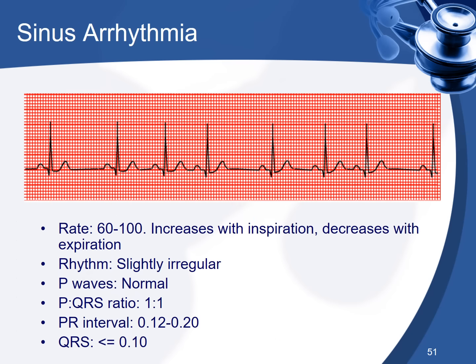Next rhythm that we're going to look at is sinus arrhythmia. The only difference between sinus arrhythmia and normal sinus rhythm is that sinus arrhythmia is irregular. This is because of a respiratory variation. As the patient inhales, the heart rate increases. As they exhale, the heart rate decreases. Everything else is the same as a normal sinus rhythm. It's just slightly irregular.